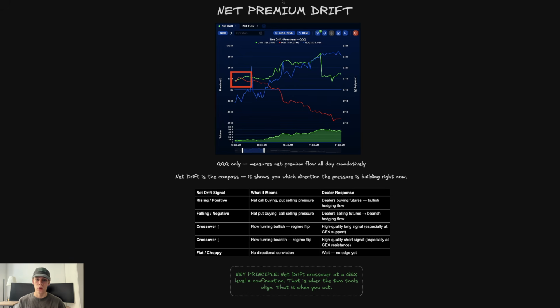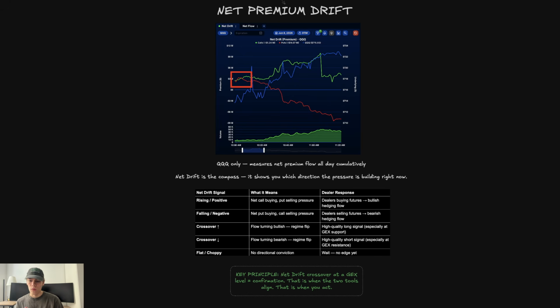And we already saw the numbers: 60-65% of overall volume comes from 0 DTE. Net drift is measuring the net direction of that enormous flow. You always want to go with the flow, not against it. So for example, when net drift turns bullish at a put support level, dealers are trying to hedge and the flow confirms buyers are in control. Two signals are aligned, and this is your confirmation to go and look for a setup.